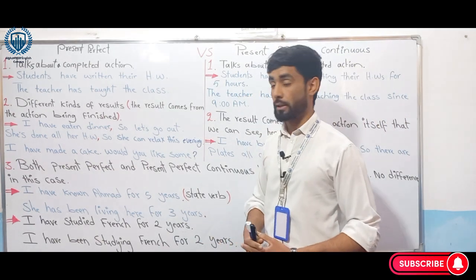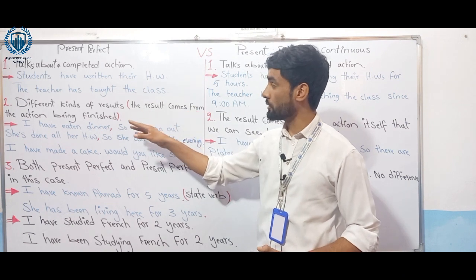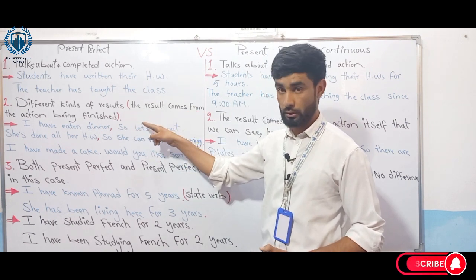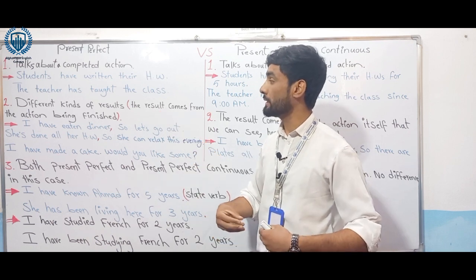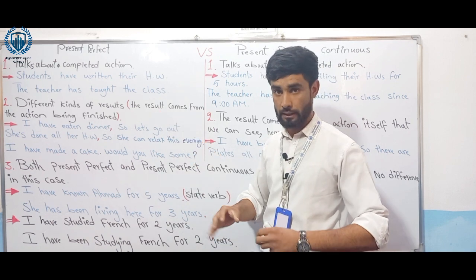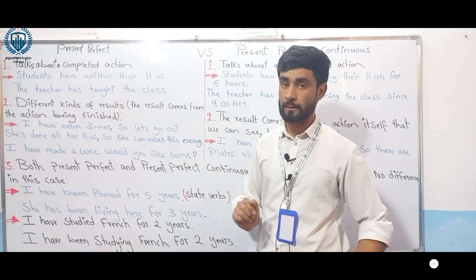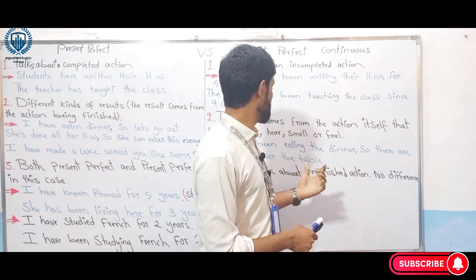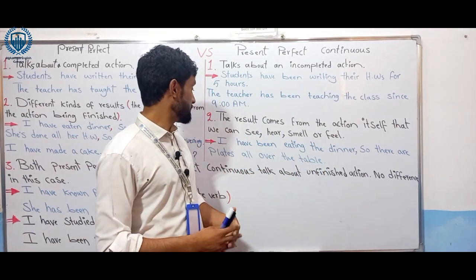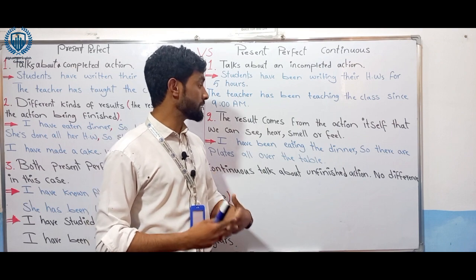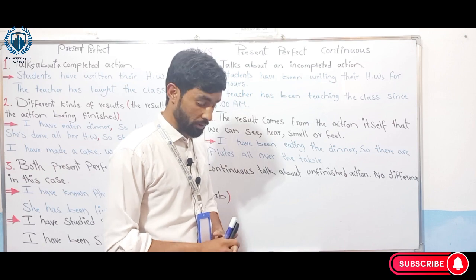Come to the second part. The second part: present perfect is used with different kinds of results. The result comes from the action being finished. But in present perfect continuous tense, the result comes from the action itself that we can see, hear, smell or feel. This is the usage of present perfect continuous tense.